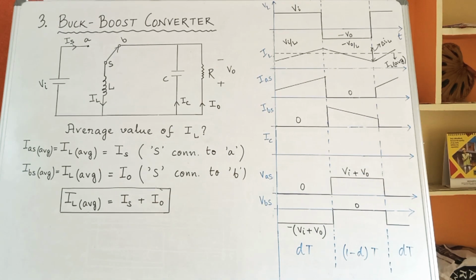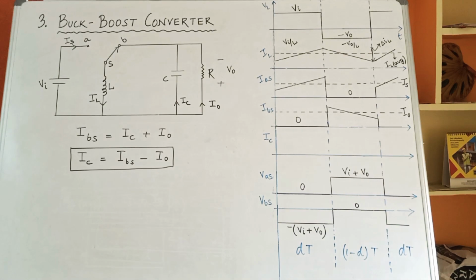And during the other time interval, that is when S is connected to B, if you refer to the waveforms, IL average came out to be I naught, and hence IBS average also is equal to I naught. Thus I have represented IAS average by a dotted line in the waveform as IS, and for IBS average the dotted line has a magnitude of I naught.